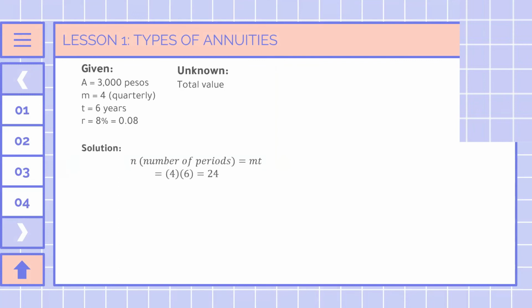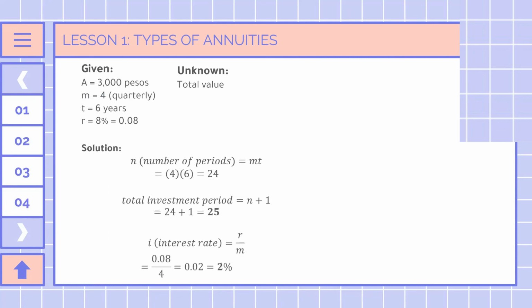So the number of periods is equal to m multiplied to t, in which m is equal to 4 and t is equal to 6. And 4 multiplied to 6 is 24. Therefore, n is equal to 24. Then next is total investment period. We will just add one to the number of periods. Periods in this instance is 24 plus 1, which will yield 25.